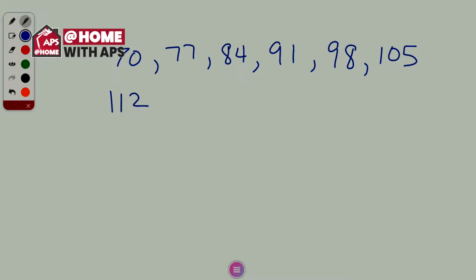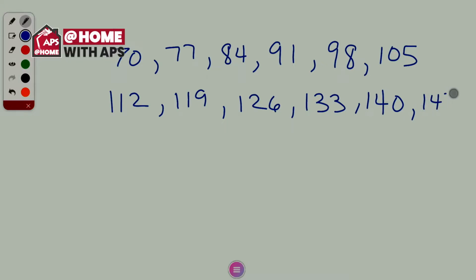112, 119, and Miss Gaudette, please stop me if I'm counting these wrong. 126, 133, 140, there was that 20, right? 147, 154. Ooh, that took a little second to think about.